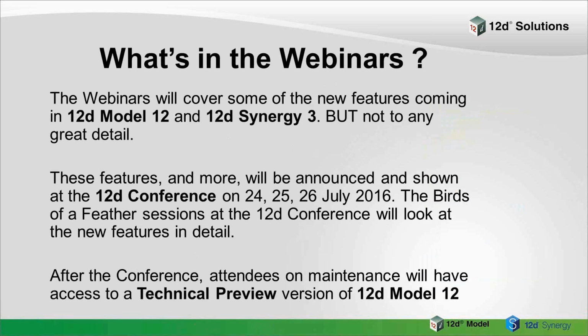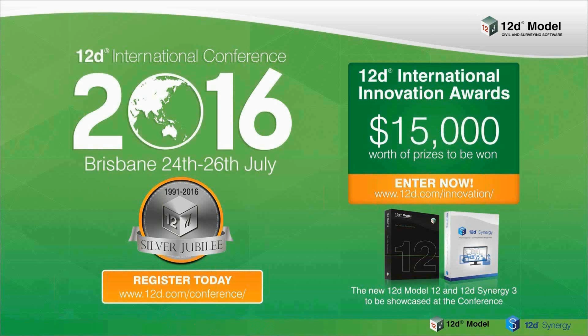Thank you, Lisa. Welcome everybody again, especially those over in the West. Today, you know the drill, we'll be going through things in 12D Model version 12 and Synergy 3. For all those who come to the conference in July, they'll get a technical preview version of 12D Model, as long as they're on maintenance, so they can look at things before the release in September. It also lets you know again that for the Innovation Awards, you can win part of those $15,000. It can be a small entry, might just be half a page. It ends at the end of this month, so get your entries in as soon as you can.